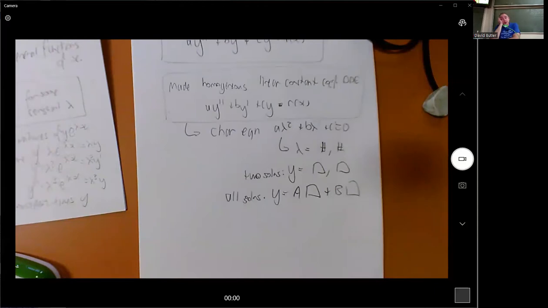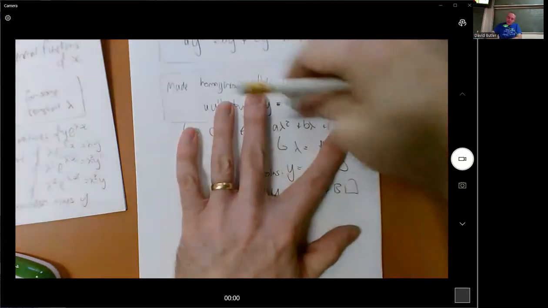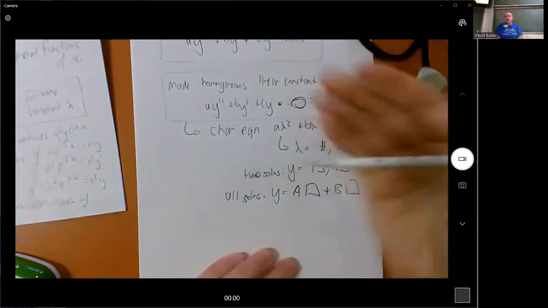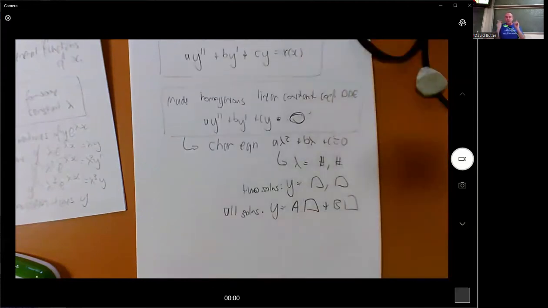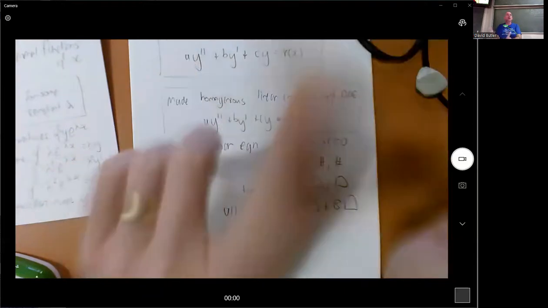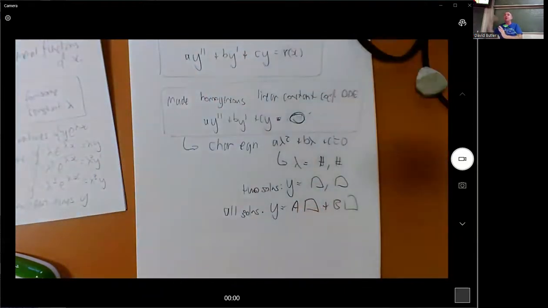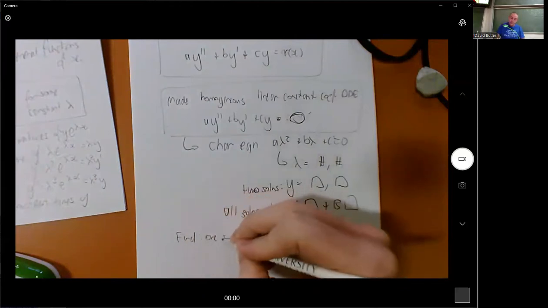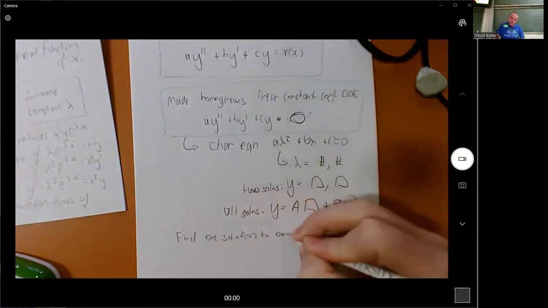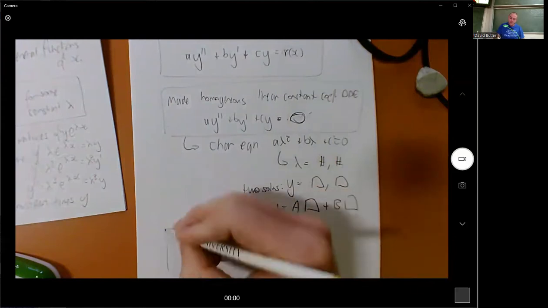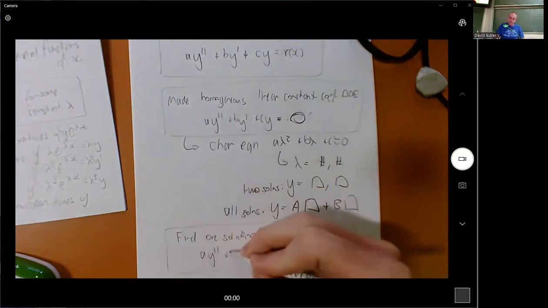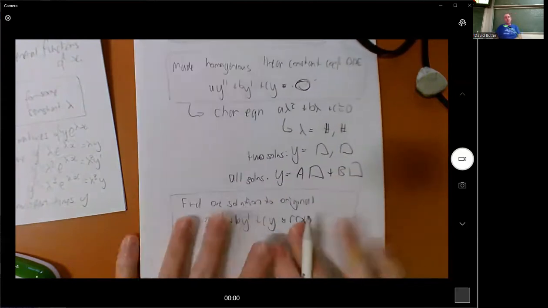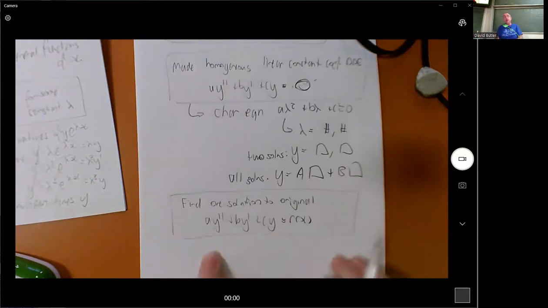Cool. But there's another part. The problem is, damn it, we haven't solved this problem at all. We've solved this problem, and that's not helpful. We want to solve this problem. So we're going to have to find one solution to this. Only one will do. And then if I add all of these to that, it will get to all the other solutions. Okay, so we want to get one solution to the original, and that's where we're up to.